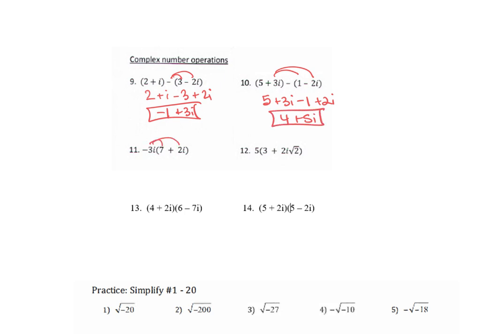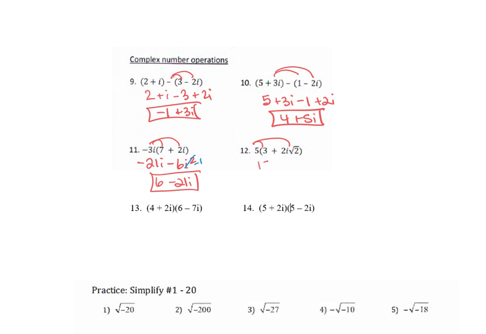Now when you distribute, we're going to make sure that we multiply our negative 3 times our 7. We get negative 21i. Negative 3 times 2 is negative 6i squared. And I know that my i squared part is negative 1. So it's negative 6 times a negative 1, which is a positive 6. So I'm going to write it in front because it's my real part, minus 21i, my imaginary part.